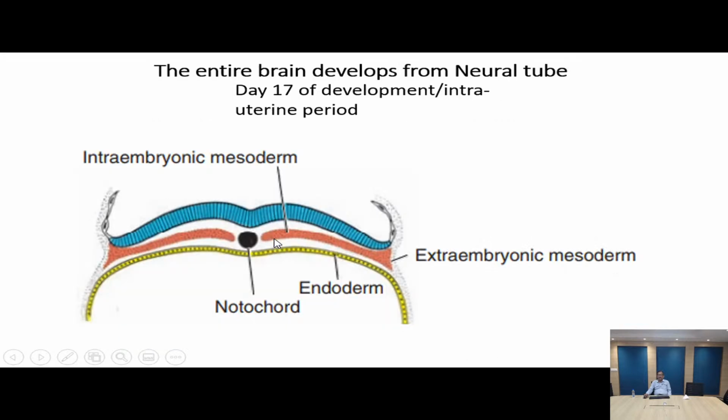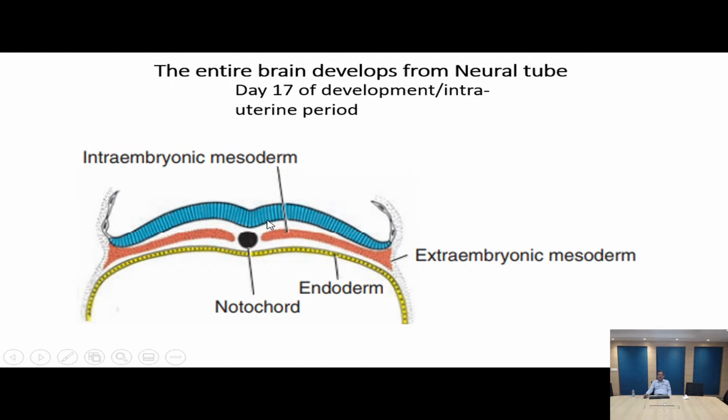When you look at the nervous system, you need to first understand how the nervous system develops. Now this is a photograph or figure of a trilaminar embryo. The entire brain develops from a structure called the neural tube, and I am going to tell you how the neural tube is formed. This figure is from day 7 of development during intrauterine life.